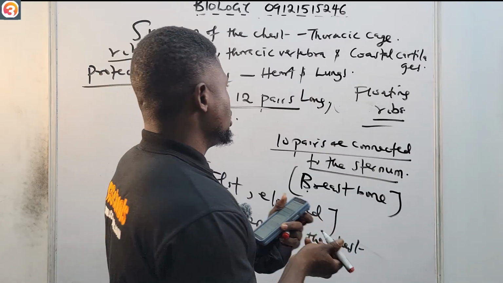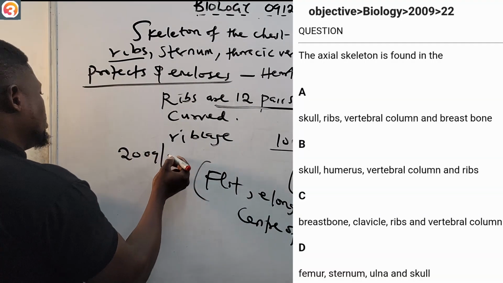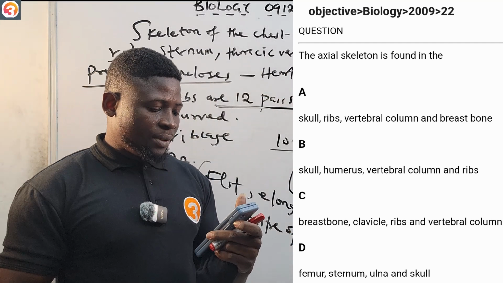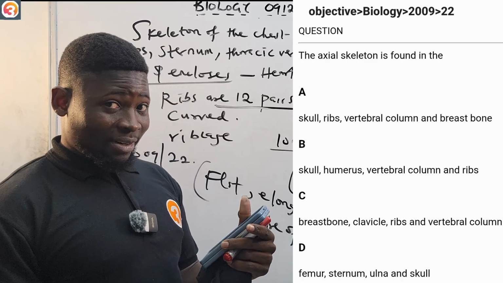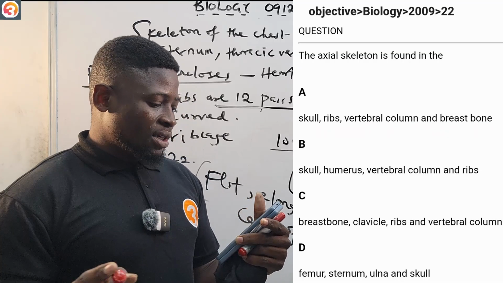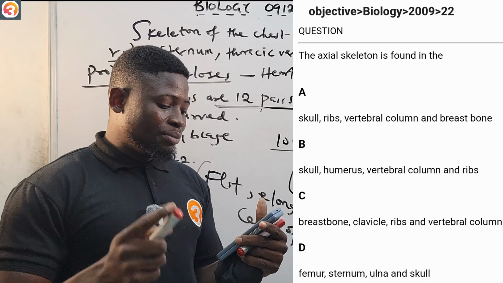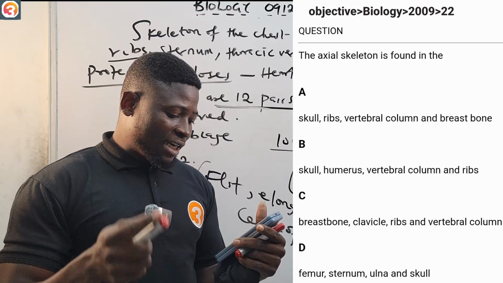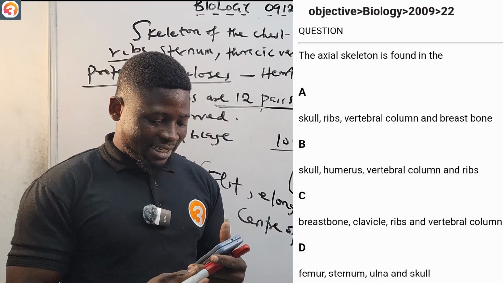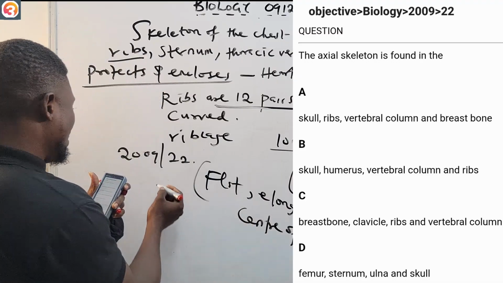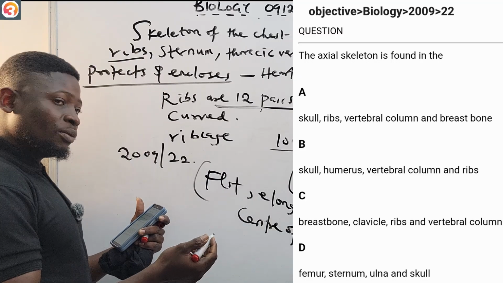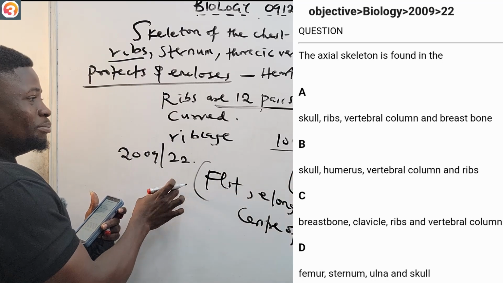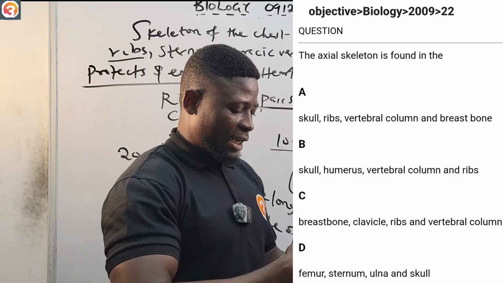Let's look at 2009 number 22. It says the axial skeleton is found in: A says the skull, the ribs, the vertebral column, and the breastbone. B says the skull, the humerus, vertebral column, and ribs. C says the breastbone, the clavicle, the ribs, and vertebral column. D says the femur, the sternum, the ulna, and the skull. The correct answer is option A. We have the skull, the ribs, the vertebral column, and the sternum, which is the breastbone.